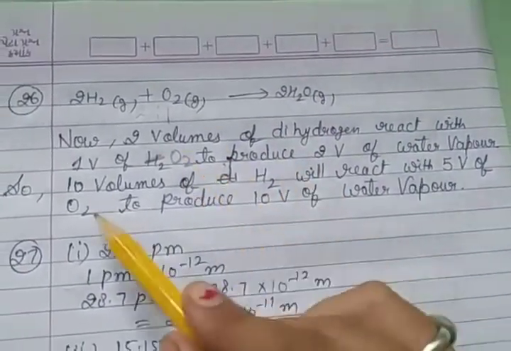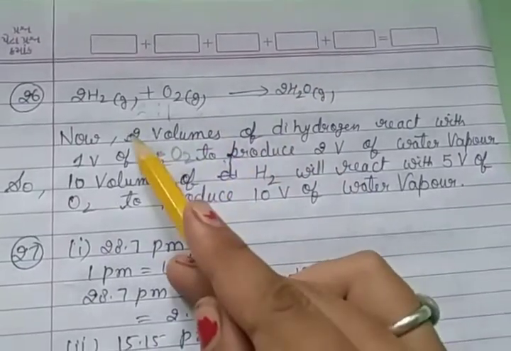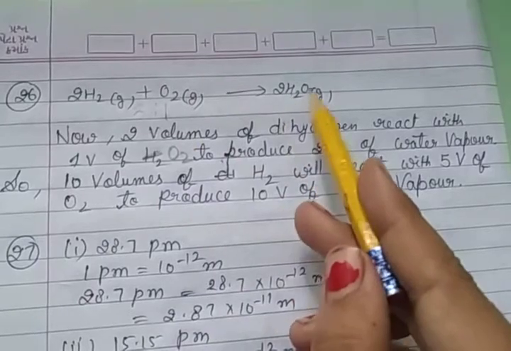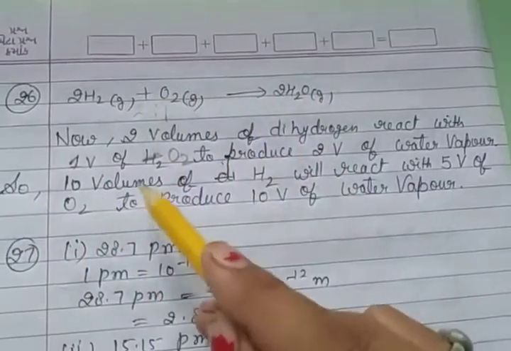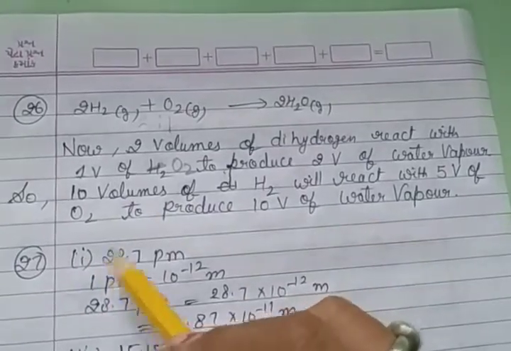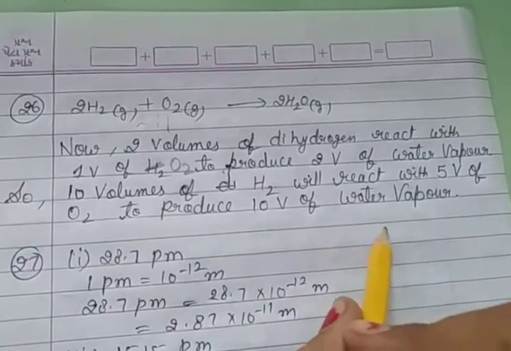Again, 2 volumes of dihydrogen react with 1 volume of oxygen to produce 2 volumes of water vapor. So 10 volumes of hydrogen will react with 5 volumes of O2 to produce 10 volumes of water vapor.